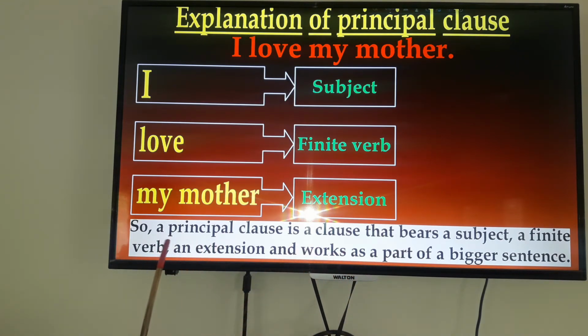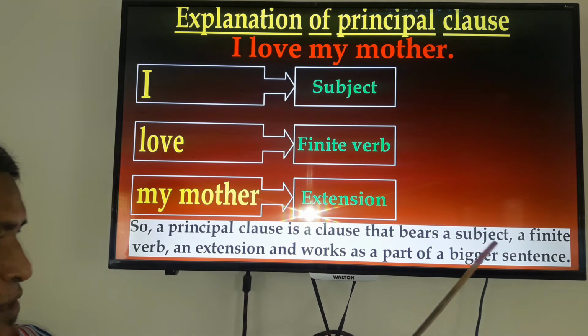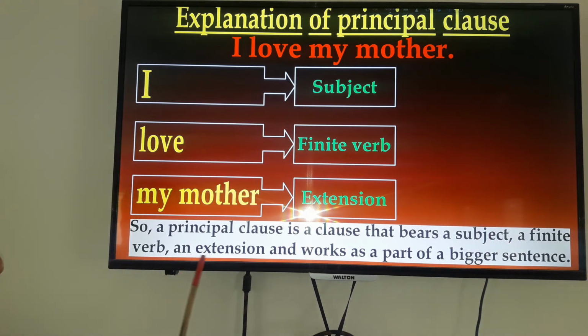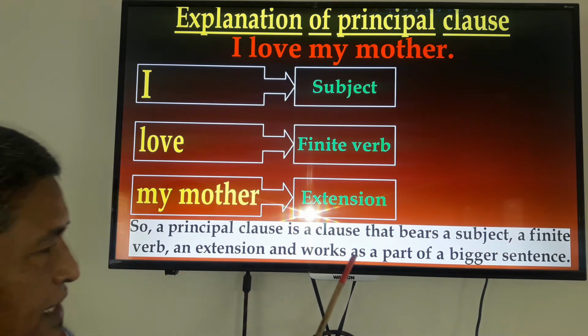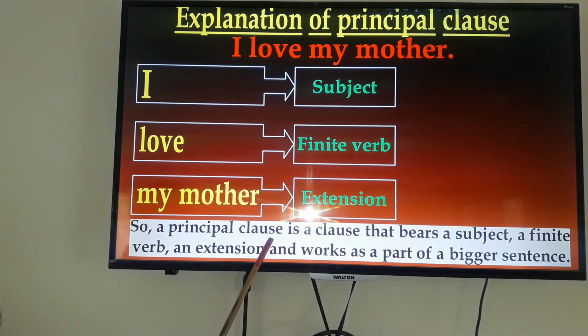Okay, so I repeat it again. A principal clause is a clause that bears a subject, a finite verb, an extension, and works as a part of a bigger sentence. Okay, you will have to keep it in mind very carefully.